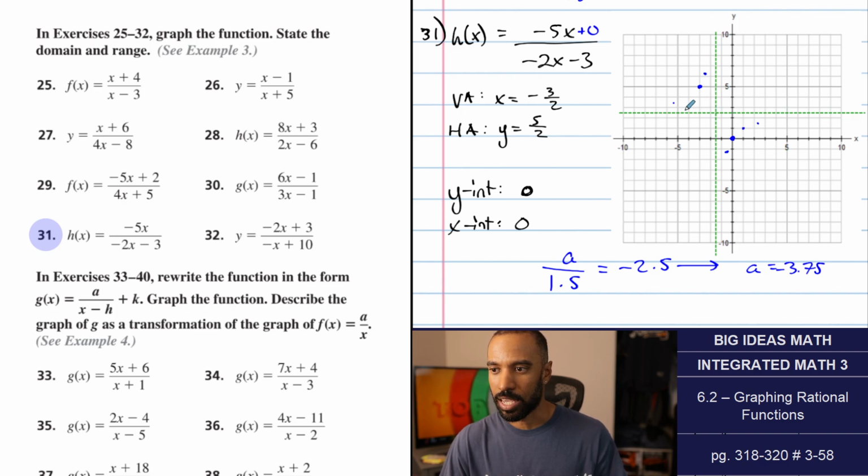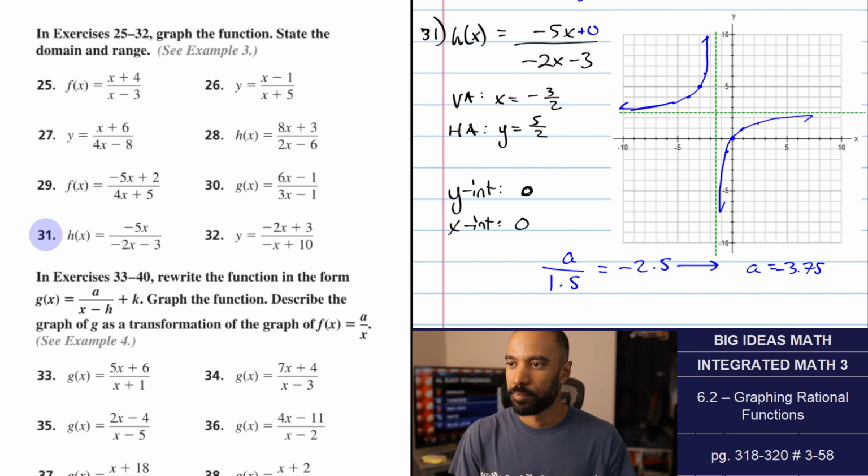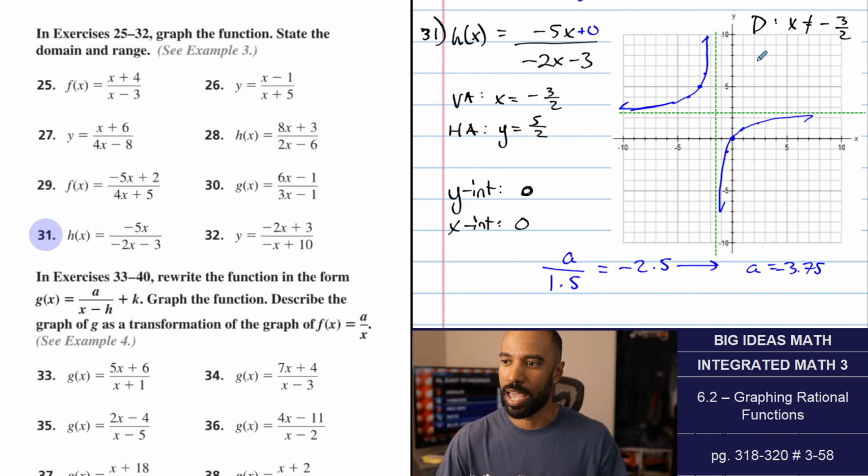So then I guess we can plug in this one to go, I guess the same amount. You plug in -4, you get 20 over 5, which is 4. And that's where that point is. Okay, so we got a few points out of that. Enough to make my curve, know my destinations, things like that, my approach. All right, domain. Yes, sir. X can't equal -3/2. Range: Y can't equal 5/2.